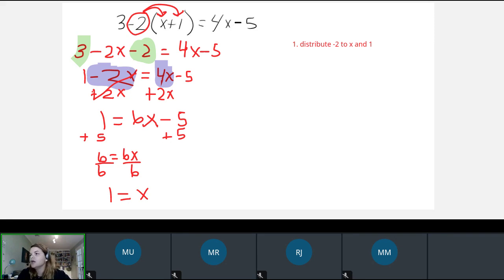All right, so step 1, I distributed. Step 2 was I combined like terms, which was the 3 minus 2. For step 3, I added 2x to both sides.